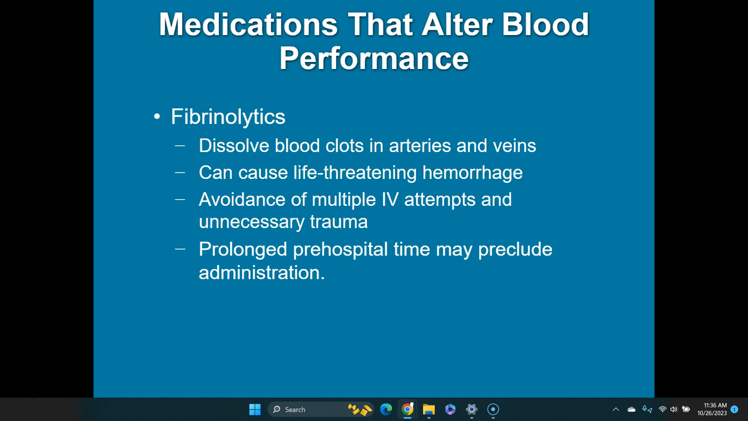Fibrinolytics will dissolve the blood clots in the arteries and veins, can cause life-threatening hemorrhage, avoidance of multiple IV attempts and unnecessary trauma, prolonged pre-hospital time may preclude administration.